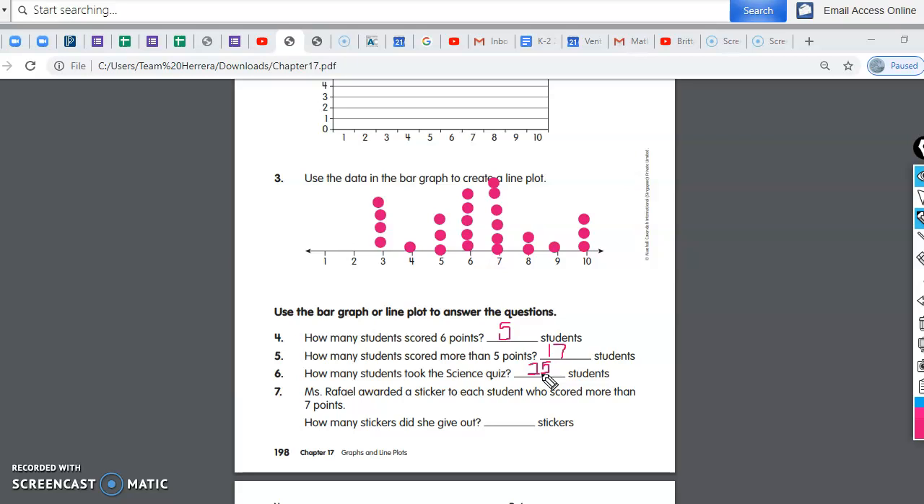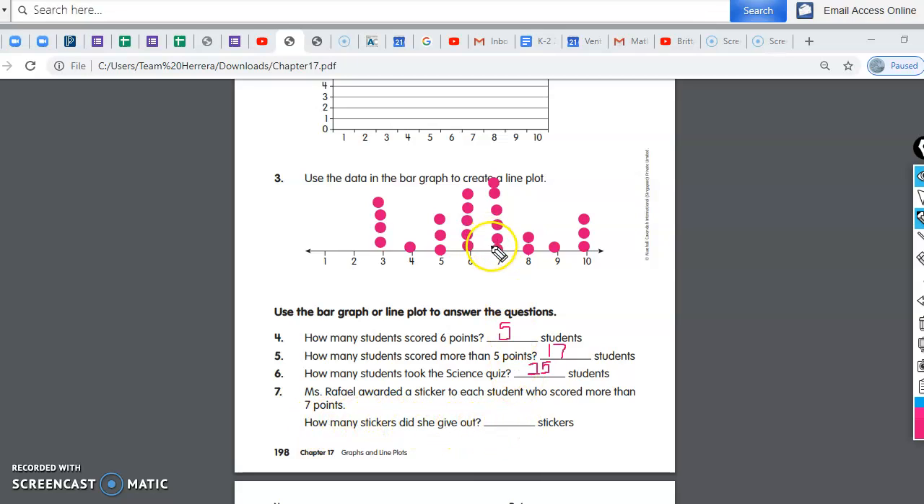Again, sometimes when I add, I make groups of 10. That's the strategy that we've used. That makes it a lot easier. So number 7, Mrs. Raphael awarded a sticker to each student who scored more than 7 points. How many stickers did she give out?